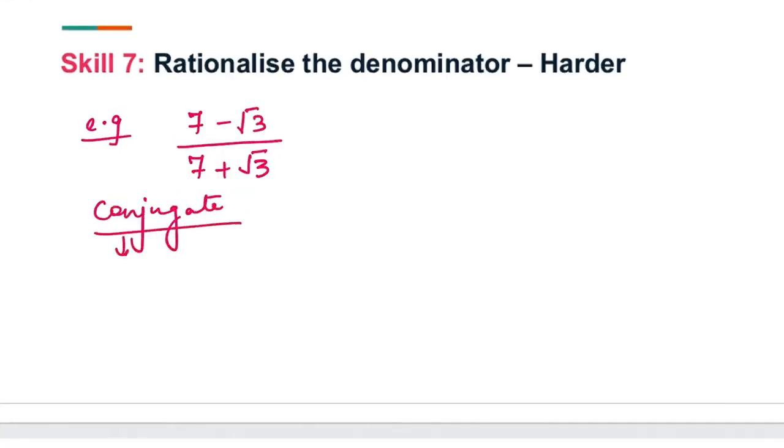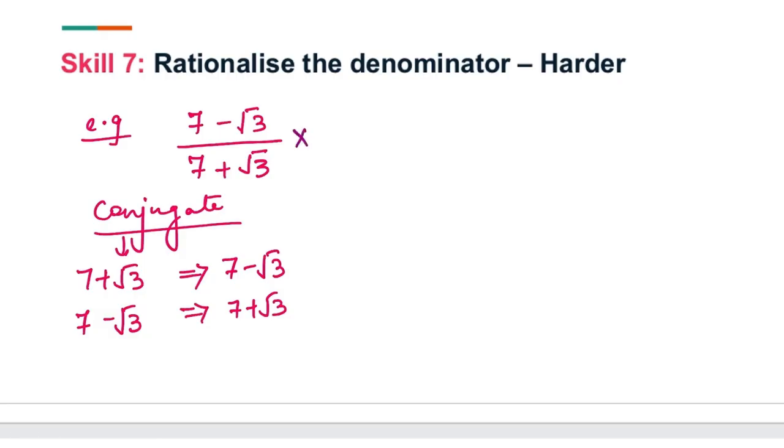So the conjugate of 7 plus root 3 is 7 minus root 3. And if it is the other way around, the conjugate of 7 minus root 3 is 7 plus root 3. The numbers remain the same, only the operation changes from plus to minus or minus to plus. So here we will multiply and divide with the conjugate, that will be 7 minus root 3 over 7 minus root 3.